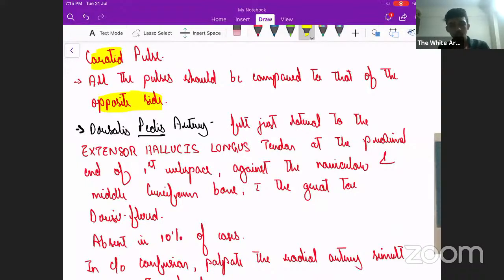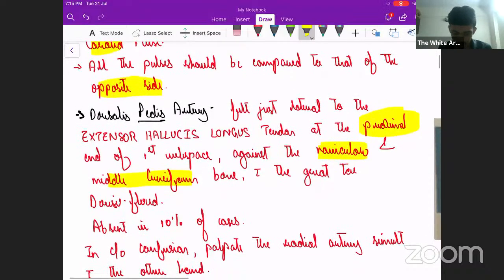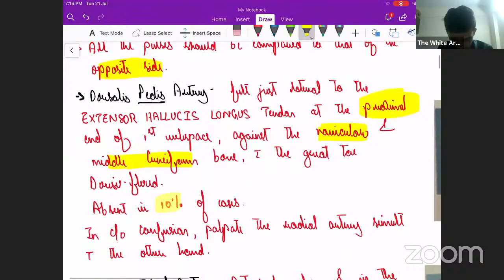So how do we get to know where this tendon is? If this is the great toe, you ask the patient to extend the great toe. When you do that, the extensor hallucis longus tendon becomes prominent. One very important mistake made is that instead of the proximal end of the first web space, people end up palpating somewhere in the middle or at the distal end of the web space. That shouldn't be done. At the proximal end of the first web space, lateral to the extensor hallucis longus tendon, palpate against the bony prominence, navicular and middle cuneiform bone, with the great toe dorsiflexed. It might be absent in around 10% of the cases.